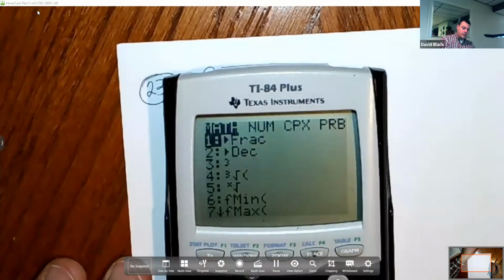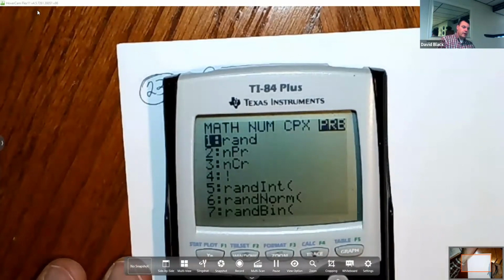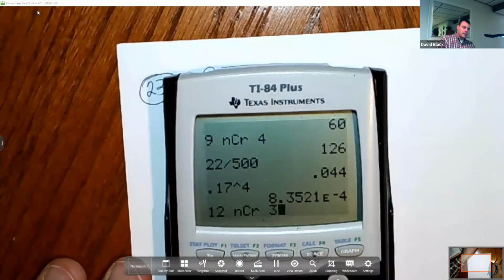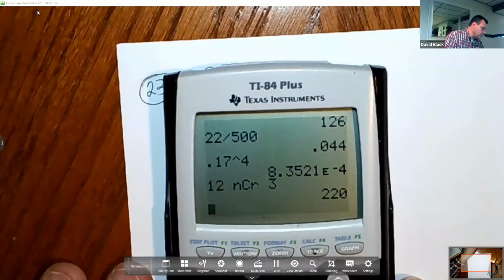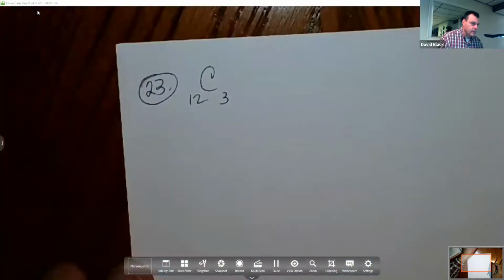So let's see what we end up with there. See if my calculator turns off when I hit enter this time. No. Woo-hoo. How about 220, class? Everybody good with that?